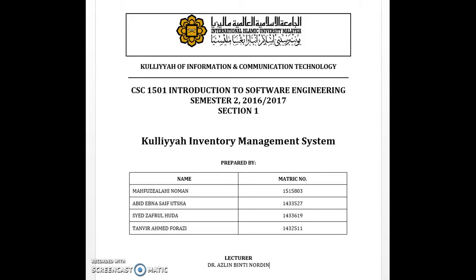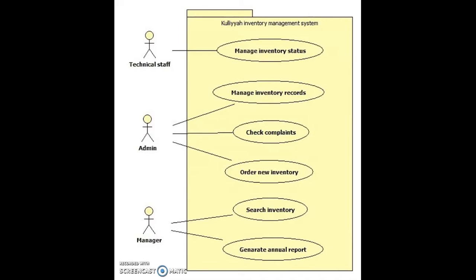We are from section 1, group D. We are 4 group members. They are Mahfuz, Abid, Tanveer, and Said myself. This time we have come up with a system named Kulya Inventory Management System. This is our use case diagram. We have 3 actors and 6 use cases here.